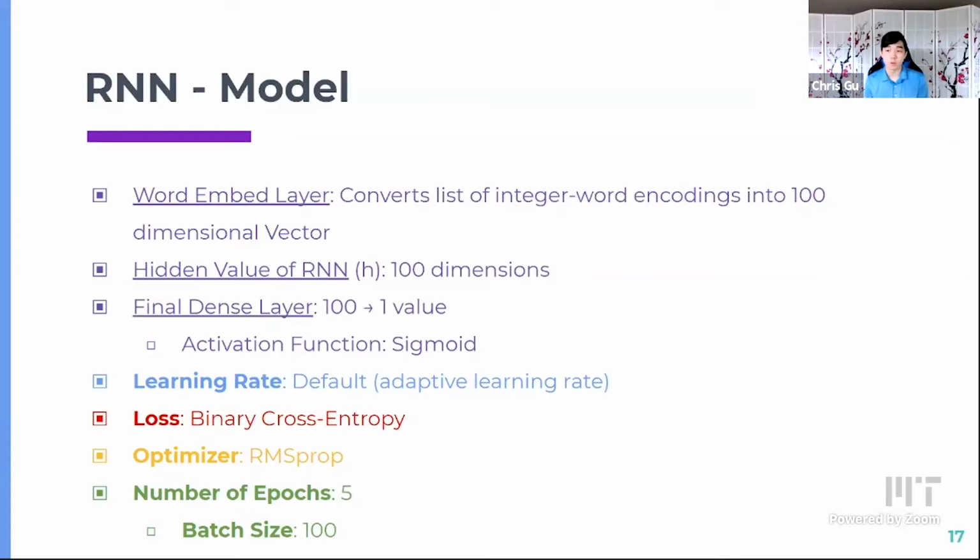The RNN was composed of three components. The first layer was a trainable word embedding layer, which converted those integer word encodings into a vector. The second layer was the RNN itself. And then the third and final layer was just a dense layer. The training statistics are listed below as well.